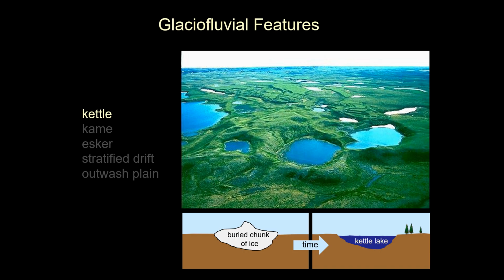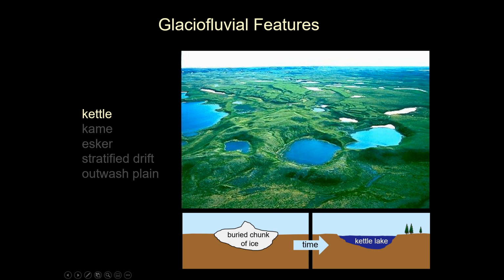I wanted to also talk about a few glaciofluvial features. These features are created by running water, typically. One of those is called a kettle, and this is where a giant chunk of ice is left behind by the ice sheet. So imagine a chunk of ice left behind, like in this lower diagram that I've created here. A buried chunk of ice remains as the ice sheet retreats, the chunk of ice melts and becomes a lake. And we call these lakes kettle lakes.